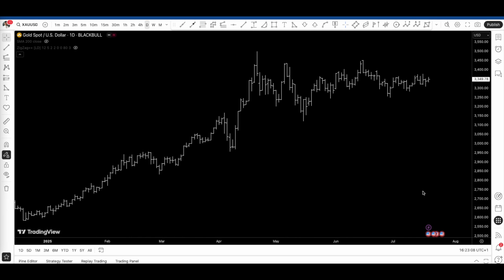Today we are having a look at the gold chart. We are gonna start from the daily time frame chart. That's the time frame that we're looking at.